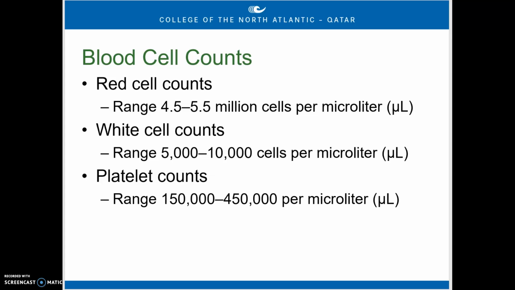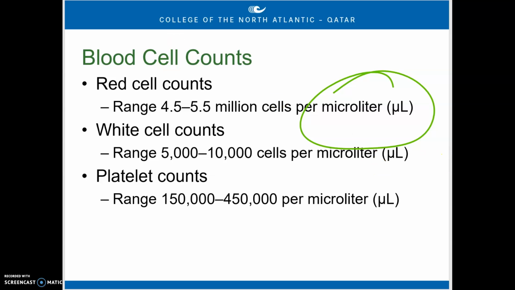Blood cell counts, we talked about these numbers as we went through each formed element. So the red cell count should be between 4.5 to 5.5 million. White blood cells should be around 5,000 to 10,000 cells, and platelets should be 150 to 450,000. And now all of these, of course, are going to be per microliter. Okay, so we always keep the units so that we know what we're comparing.